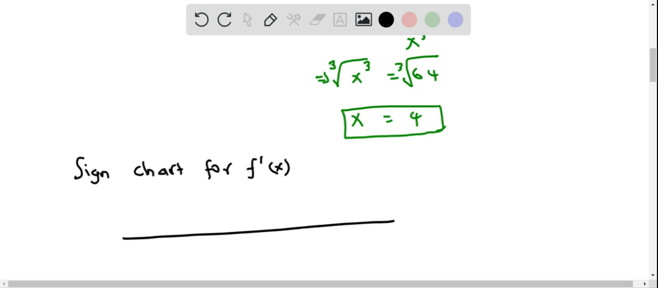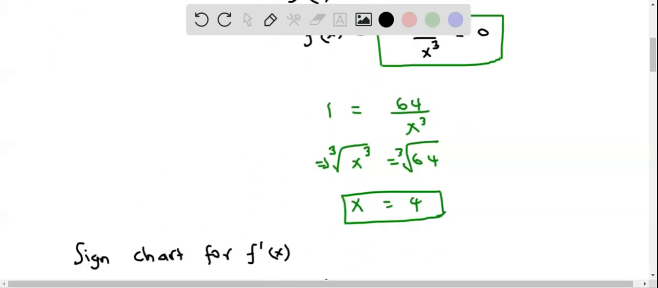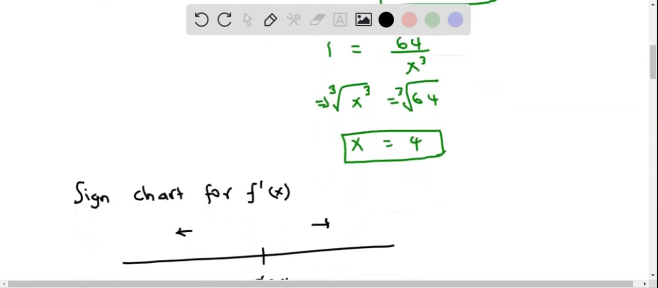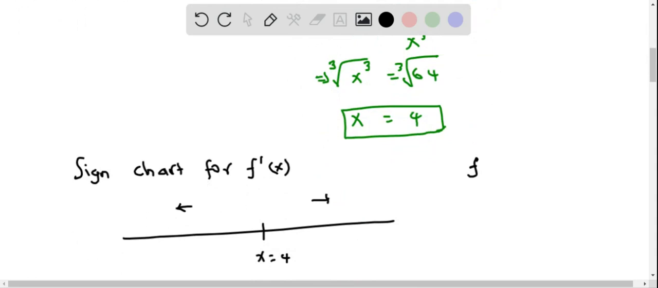I put this number line and represent this x equal to 4. Now we should take some sample values to the left of x equal to 4 as well as to the right of x equal to 4. Plug it into the first derivative and determine its sign. So let me copy the first derivative, which is f prime of x. This equals 1 minus 64 by x cube.